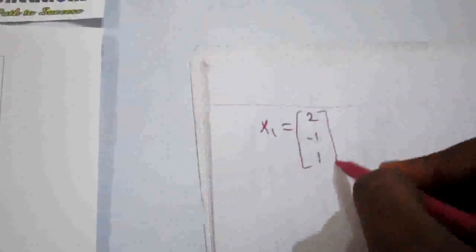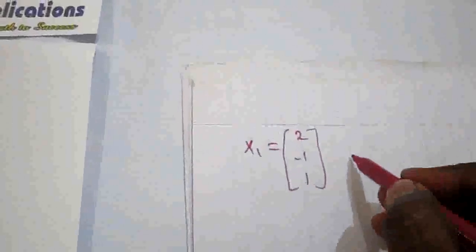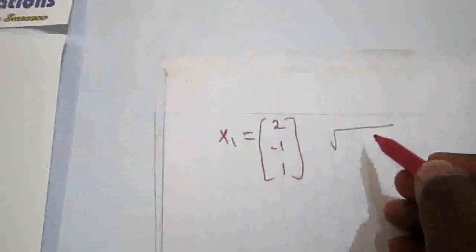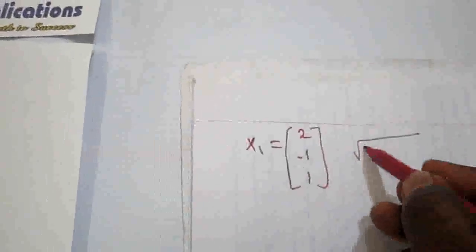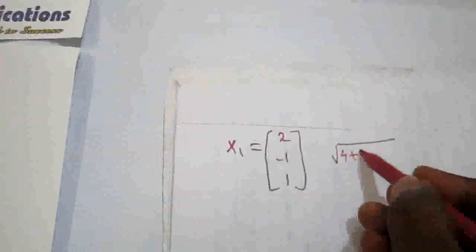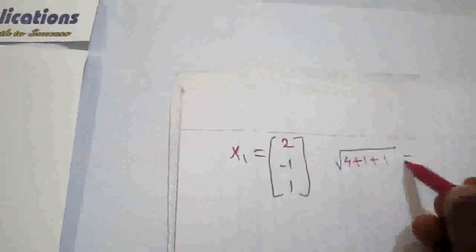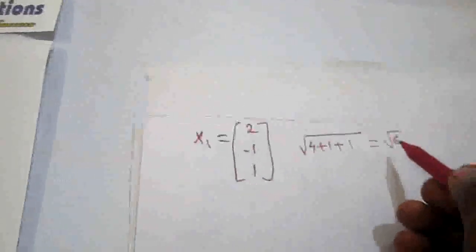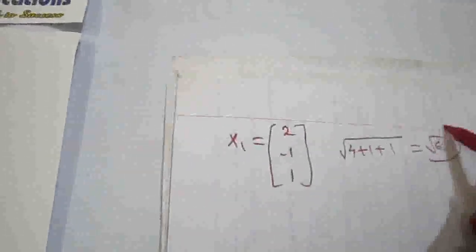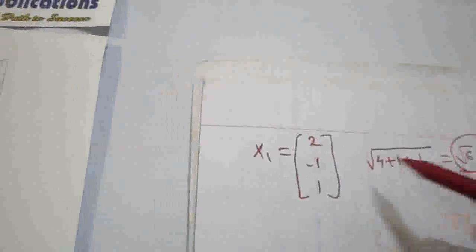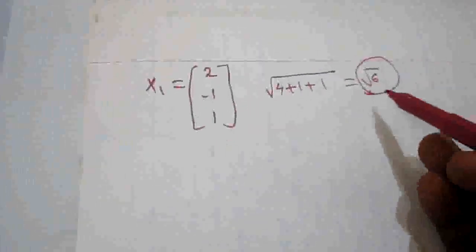To find the normal form, we have to find the root of the sum of the squares: 2 square is 4, minus 1 square is 1, 1 square is 1, which equals root 6. This root 6 must divide each term, which gives the normal form. So taking root 6, dividing the first term gives 2 by root 6. And the next term, minus 1, gives minus 1 by root 6.